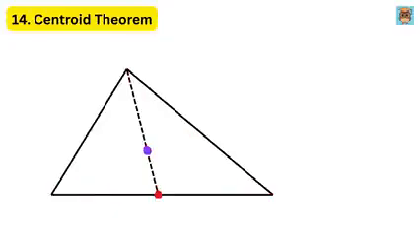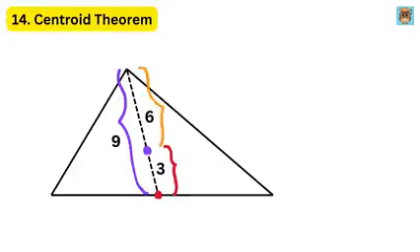Another interesting fact is that the centroid always divides each median into two parts, with the longer part being twice the length of the shorter part. Suppose a median in a triangle is 9 centimeters long. The centroid will split it into 3 centimeters, which will be from the centroid to the midpoint of the opposite side, and 6 centimeters, which will be from the centroid to the vertex. The ratio of the two parts is always 1 to 2, no matter what the triangle looks like.